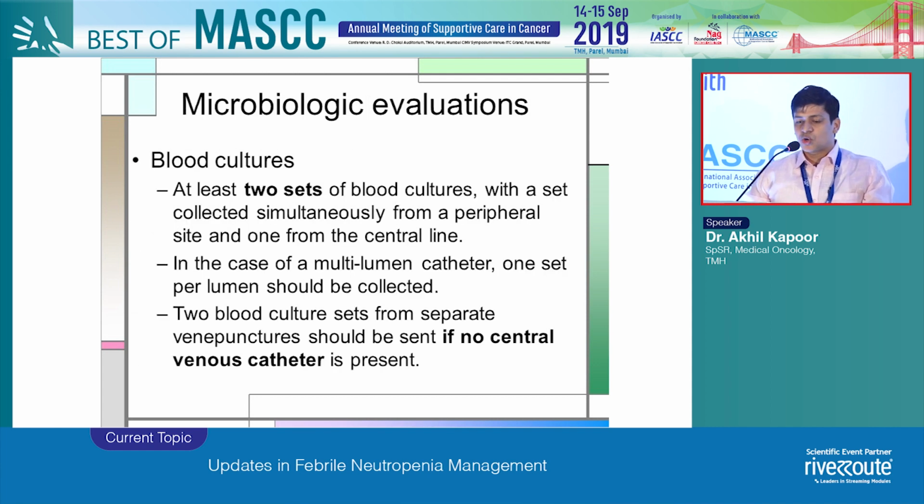Coming to the microbiological evaluation, here we have our own guidelines with clear recommendations that at least two sets of blood cultures should be collected, with a set collected simultaneously from the peripheral site and one from the central line. If the catheter is a multi-lumen catheter, one set per lumen should be collected. If the patient does not have any central catheter, two blood culture sets from separate venipunctures should be sent.